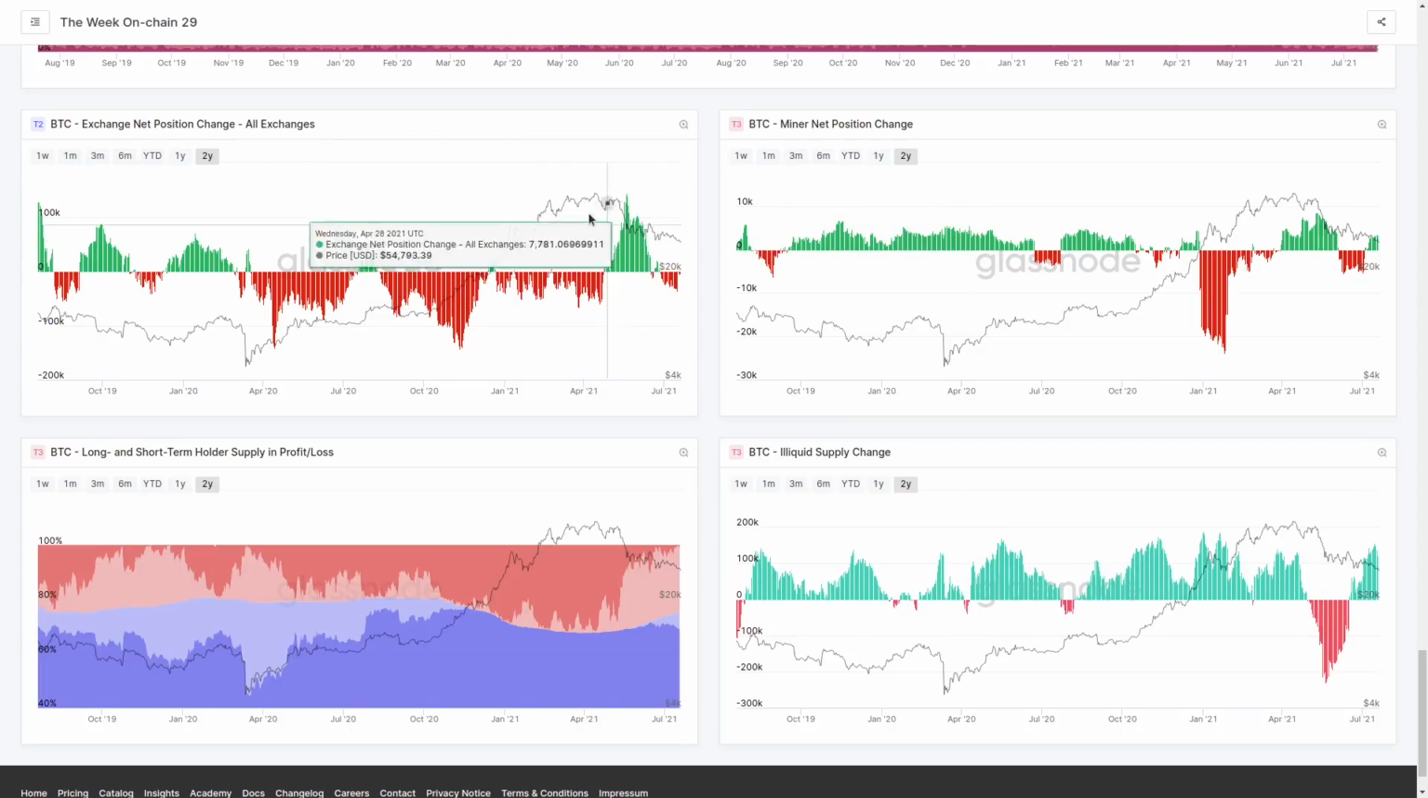We saw this on our exchange balances. We saw that miners were contributing to that as well. There was some distribution going on on their front, and this is where we've now seen a reversion of that trend.